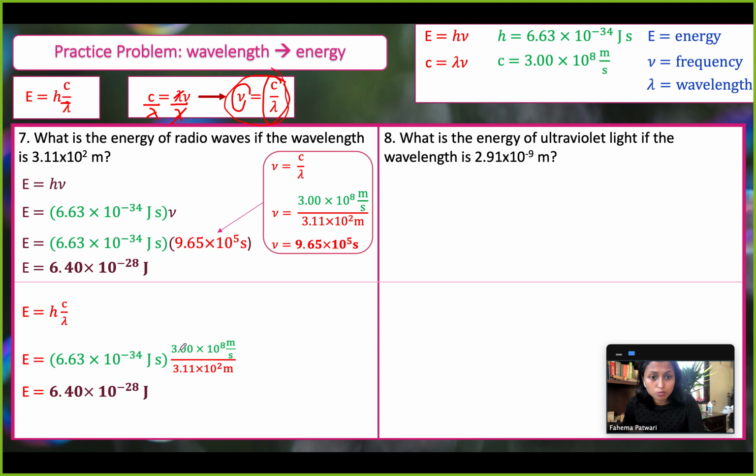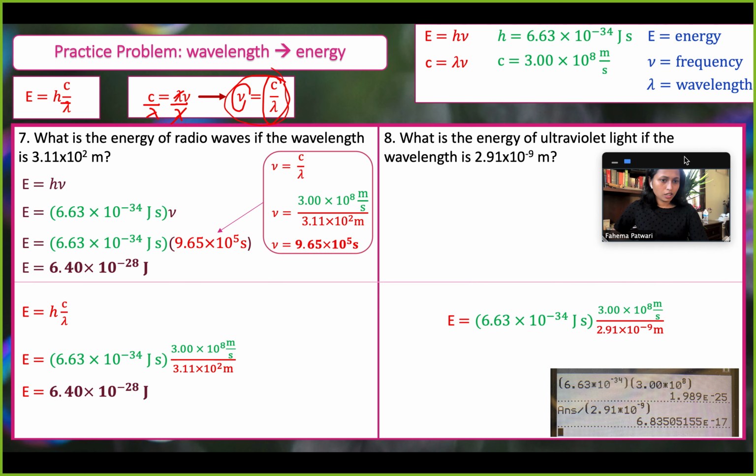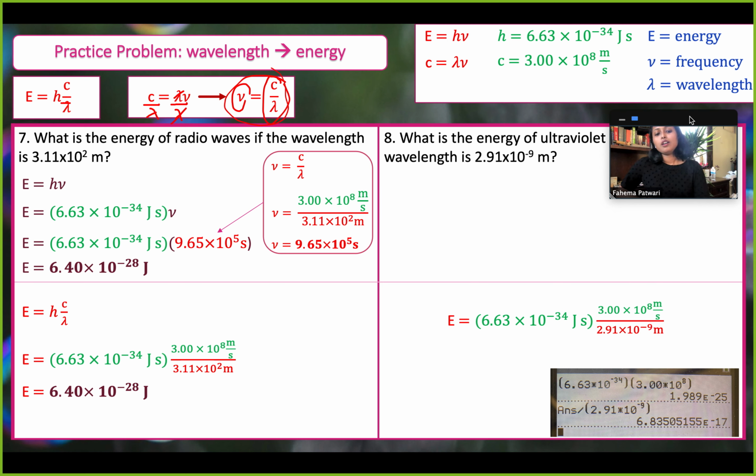All right, so why don't you try problem number 8? Okay, I'm assuming you've tried it. Here's how you get the answer. And just a tip, sometimes it's easier to do the multiplying first, right? Multiply the numerator and then get your answer and then divide it. Doing that in your calculator in 2 steps can minimize issues.